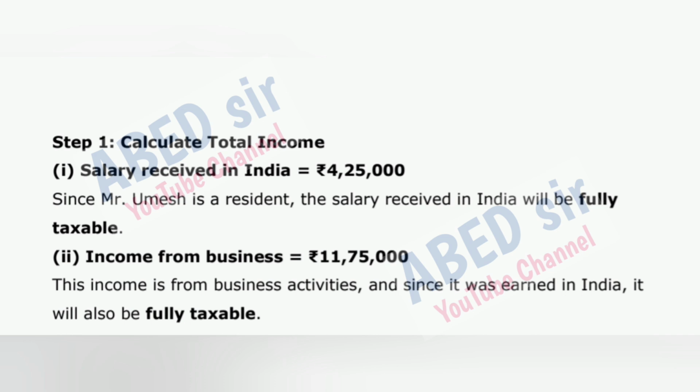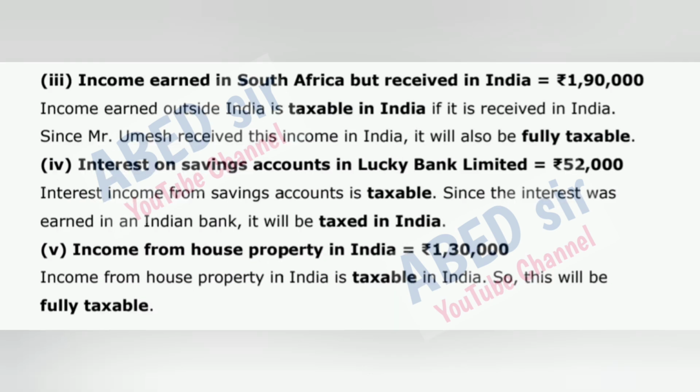2. Income from business is equal to 11,75,000 rupees. This income is from business activities, and since it was earned in India, it will also be fully taxable. 3. Income earned in South Africa but received in India is equal to 1,90,000 rupees. Income earned outside India is taxable in India if it is received in India. Since Mr. Umesh received this income in India, it will also be fully taxable.